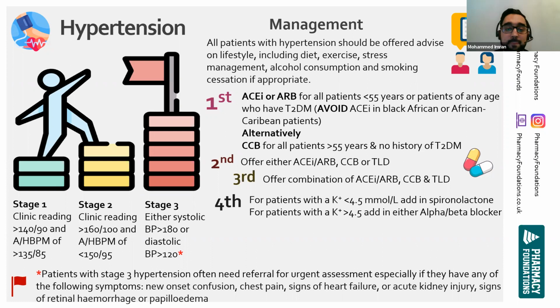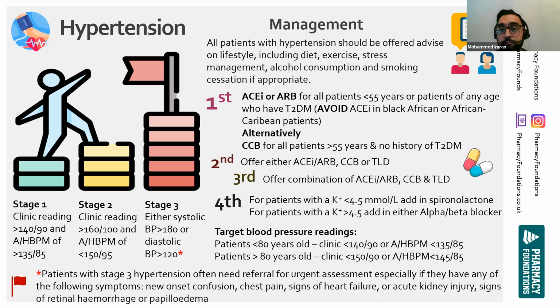Okay. Now then, in terms of target readings, it depends how old the patient is. So if somebody is less than 80 years old, we want a target reading within clinic of less than 140/90, or a home blood pressure reading of less than 135/85. If somebody is over 80, then of course we have a bit more leeway. We have a clinic reading of less than 150/90, or a home blood pressure reading of less than 145/85.